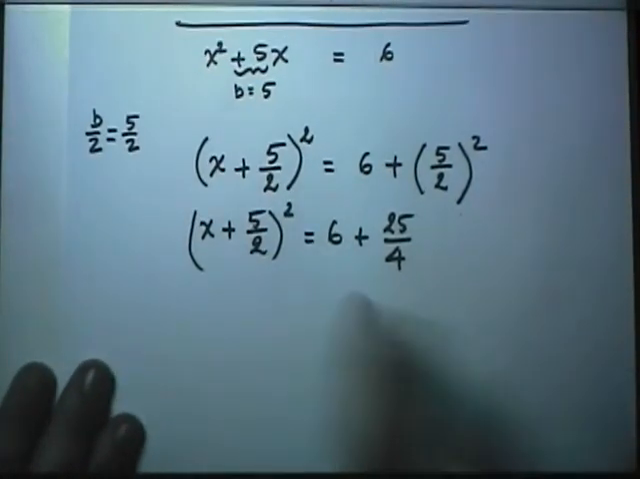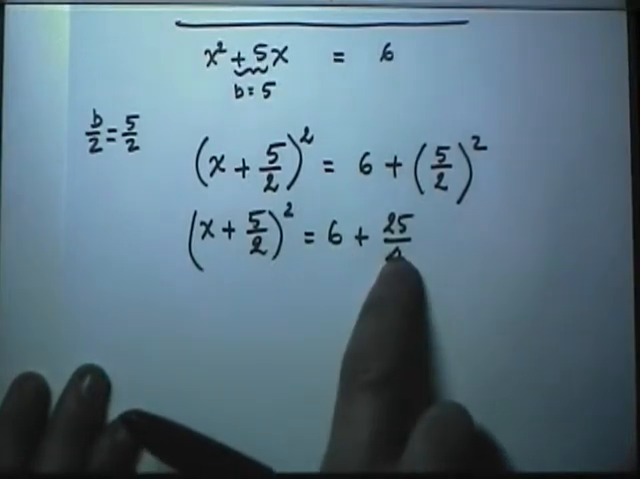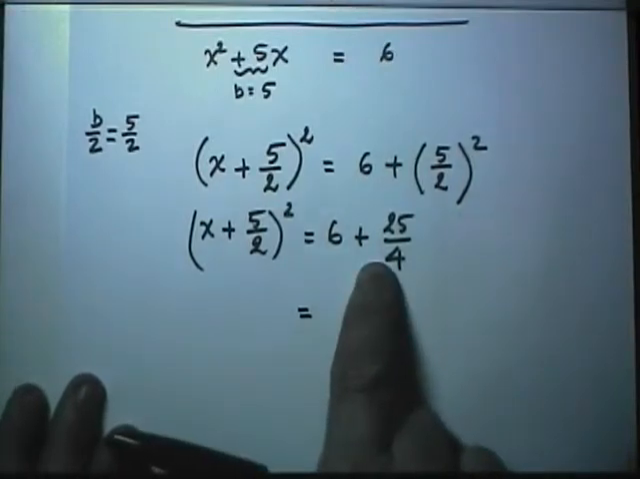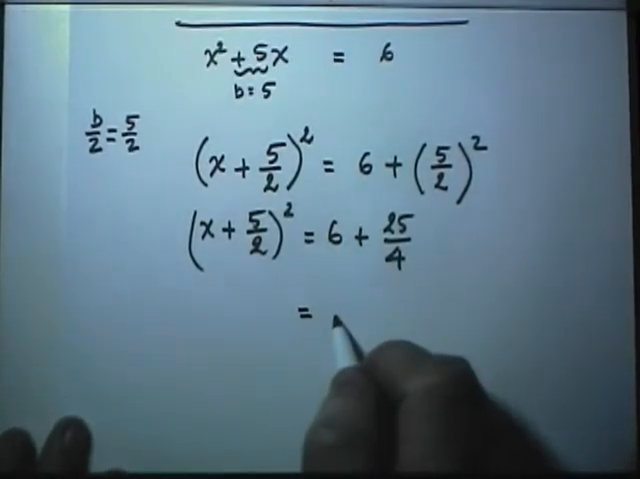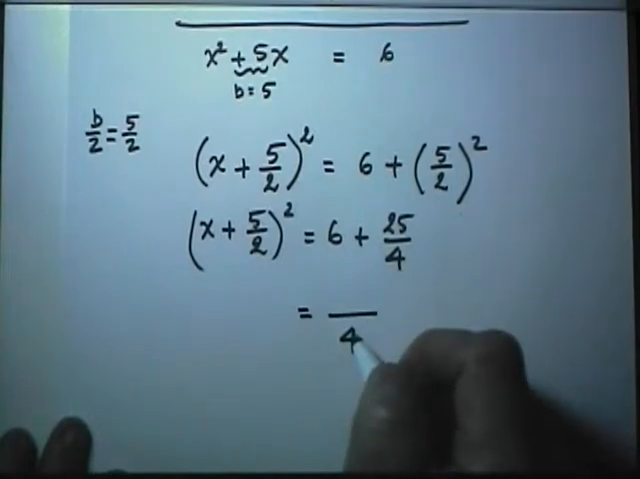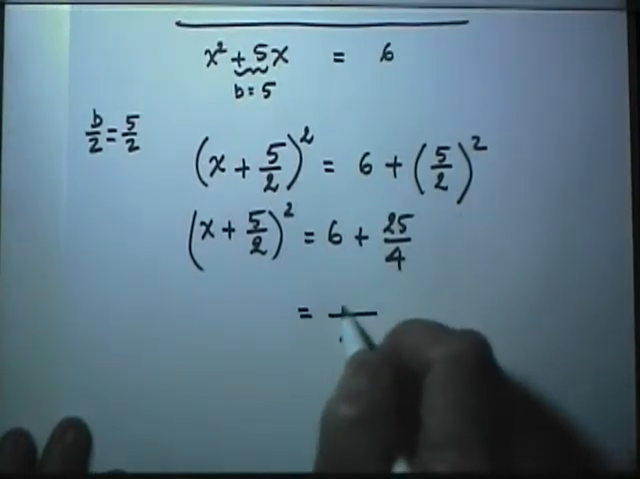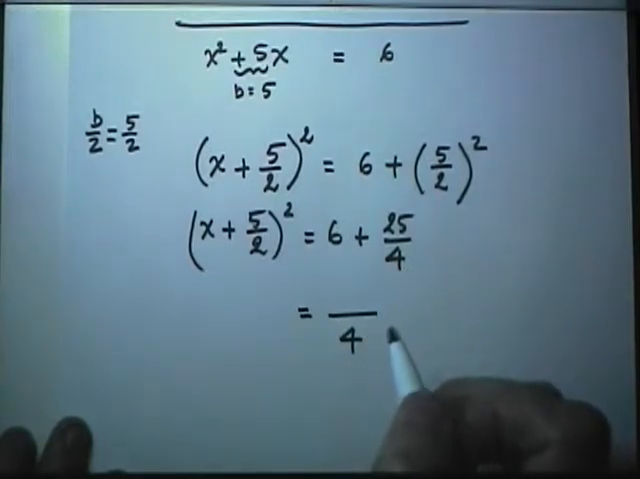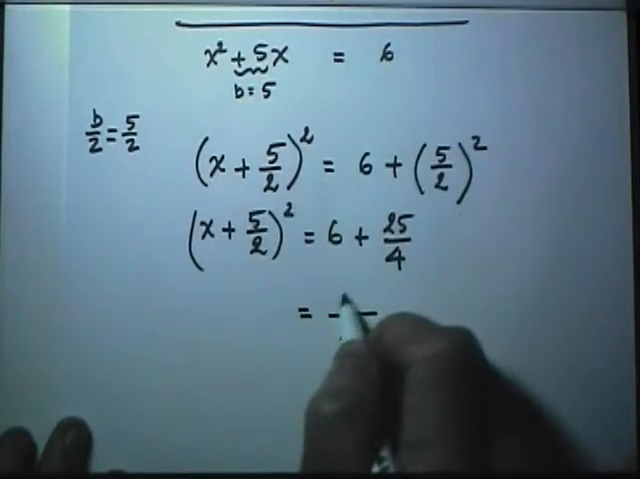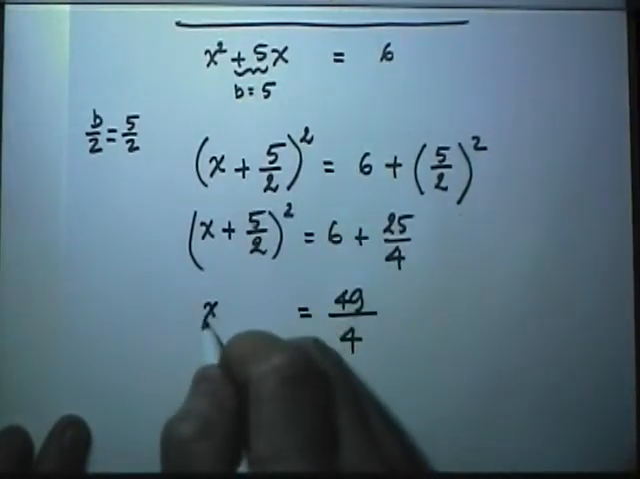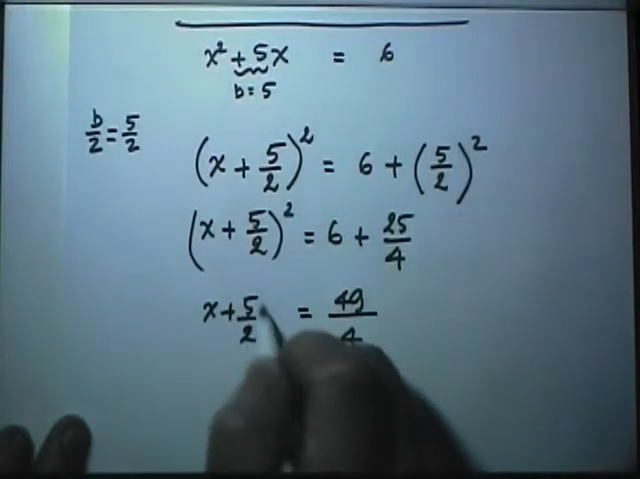And once again, if at this point you have a number added to a fraction on the right side, and you are weak with adding fractions, you have to practice this on your own. My calculation here shows that 6 plus 25 over 4 gives me 49 over 4 on my right side, and on my left side is the same thing: x plus 5 over 2 all squared.